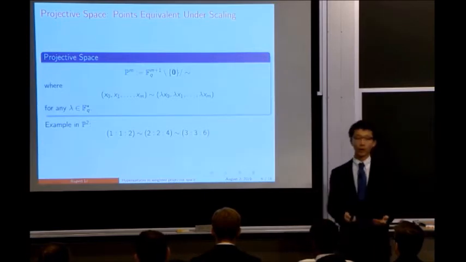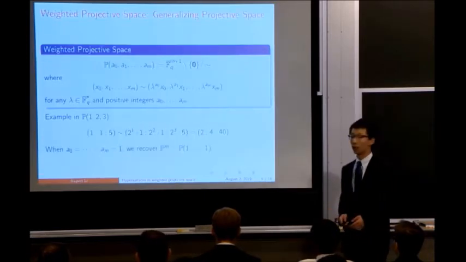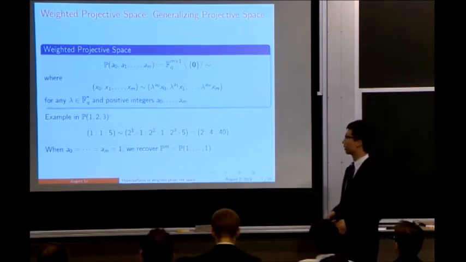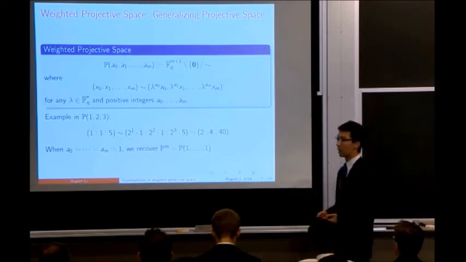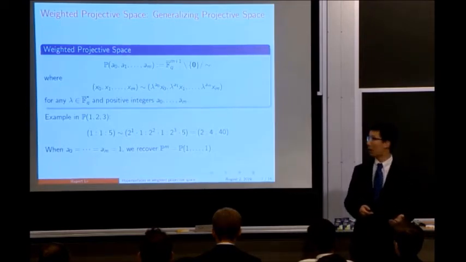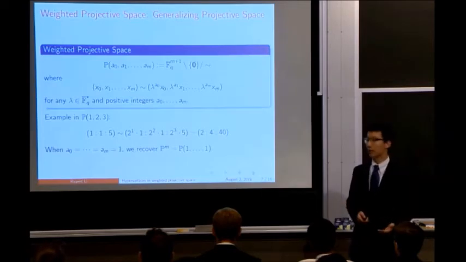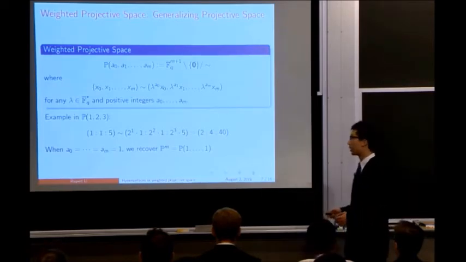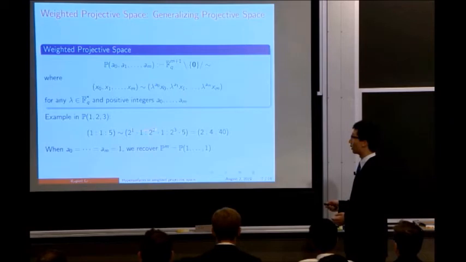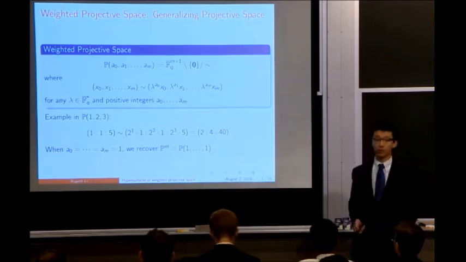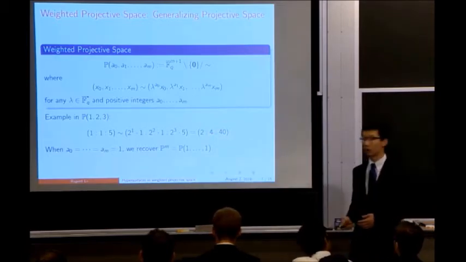My project works in weighted projective space, though, which is a generalization of projective space. This is also the formal definition of weighted projective space. The difference here is that every single coordinate now has a positive integer weight that dictates how quickly it scales. So instead of the point 1:1:5 going to 2:2:10 by scaling up by a factor of 2, I have to scale by 2 to the 1, 2 to the 2, and 2 to the 3 if my weights are 1, 2, and 3, to yield 2:4:40. Notice that when all the weights are 1, then we recover our definition of projective space.